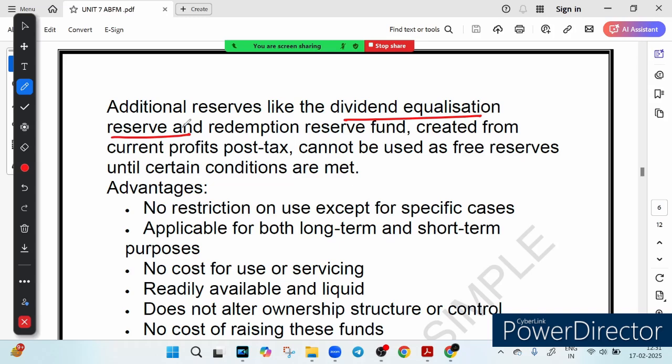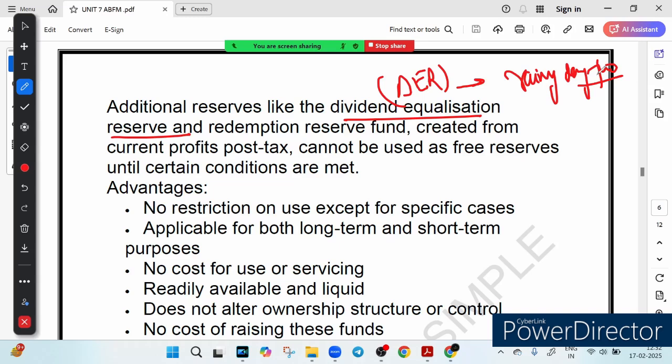Let's discuss it. This is called DER. Let us talk a little bit about it. This reserve is like a rainy day fund for dividends. You know what is the meaning of this so-called rainy day fund? Companies create it to ensure that they can pay consistent dividends to shareholders even if their profit fluctuates. Imagine a company that has a great year and makes a lot of money.